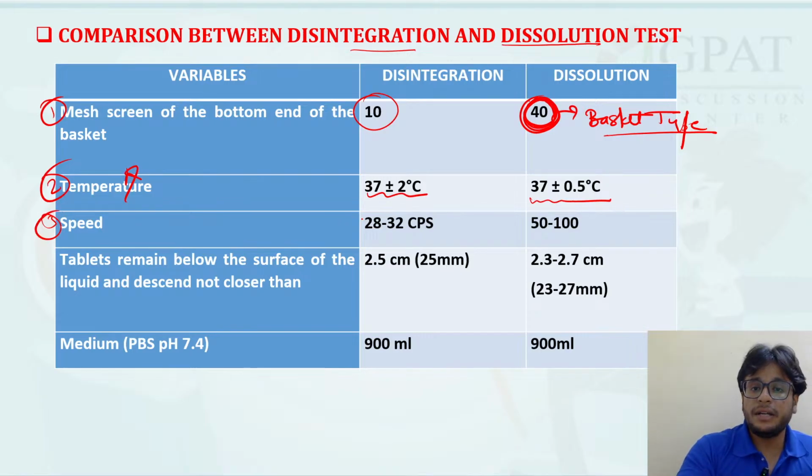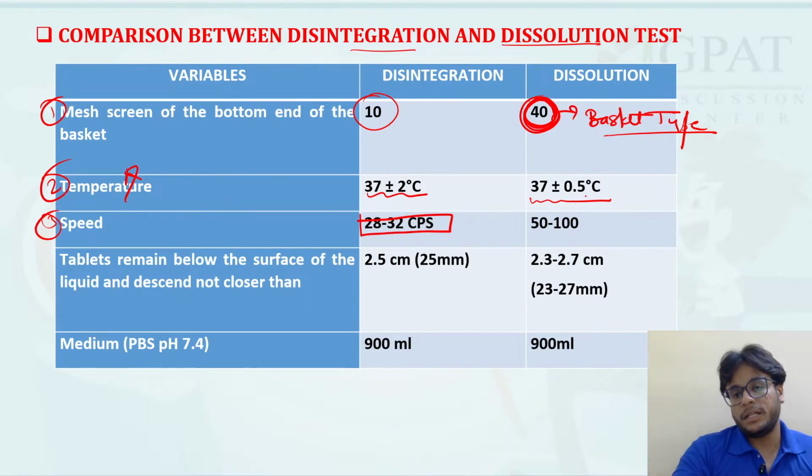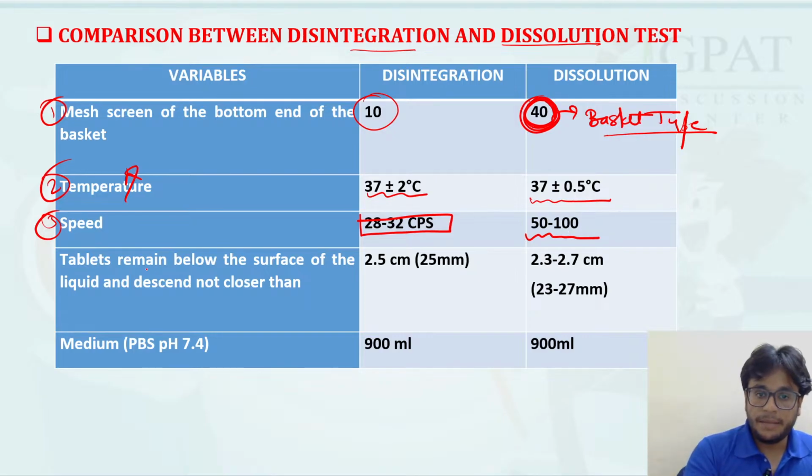The rate of rotation: for disintegration we utilize 28 to 32 cycles per minute, and for dissolution we utilize 50 to 100 RPM. The tablet should remain below the surface of the liquid, not closer than 2.5 centimeters. That is the rule.